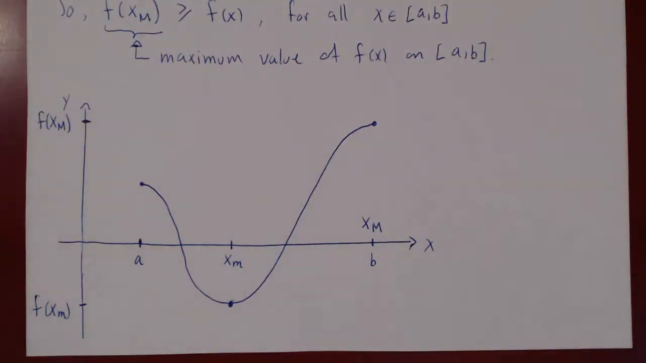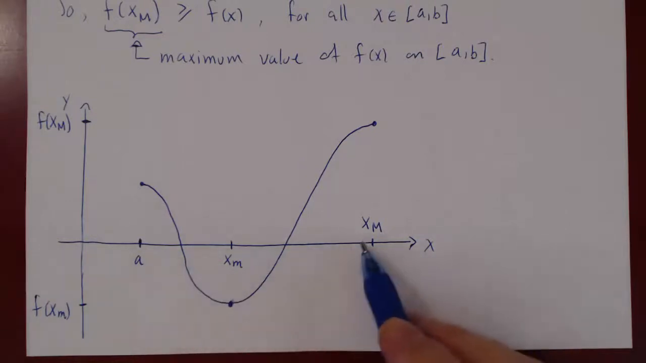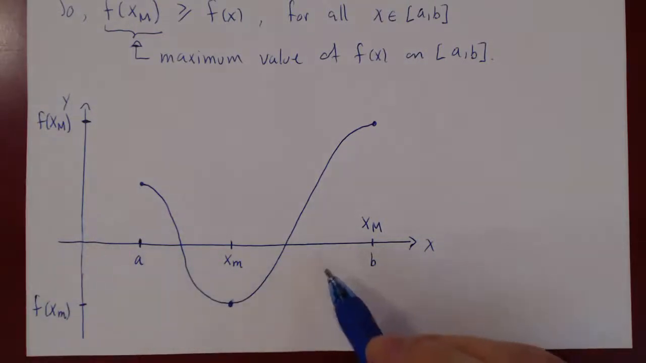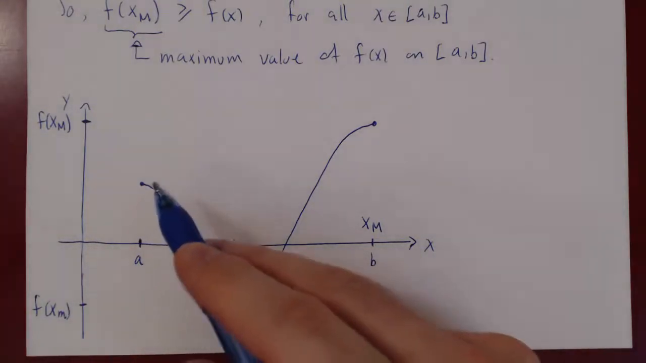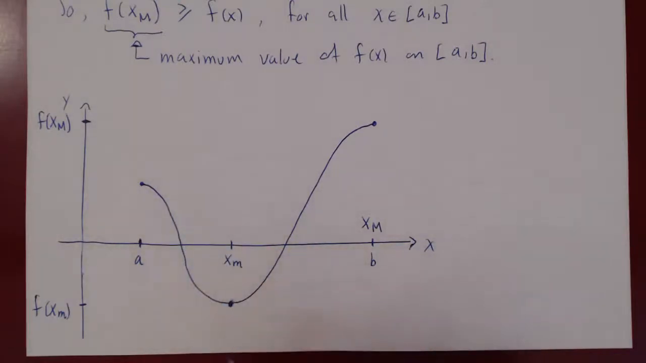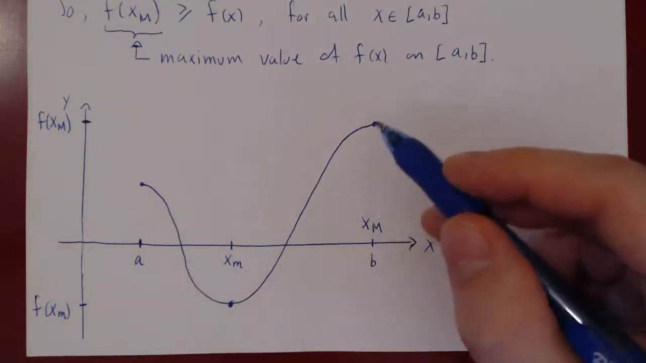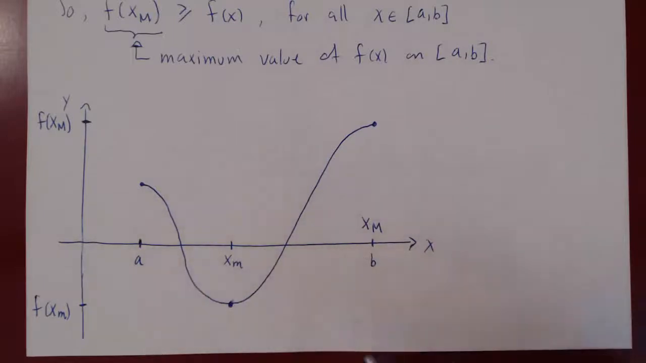As long as you have a closed and bounded interval from a to b, and you include both endpoints, you are guaranteed that the function will attain a minimum value and will attain a maximum value inside of the interval.